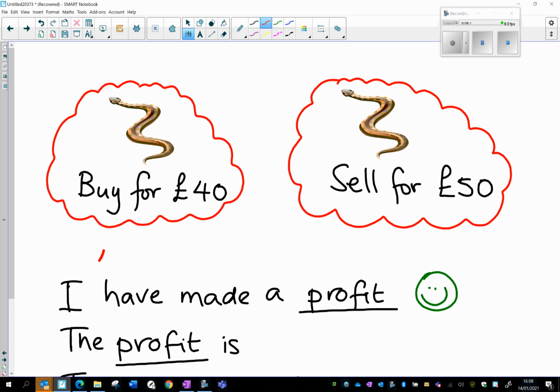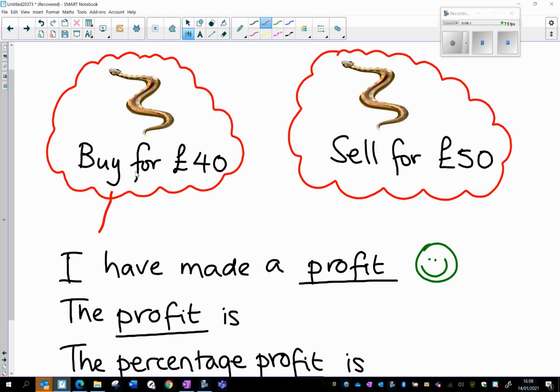Okay, so here's another example. I've got a snake, I buy it for £40, I sell it for £50, I've made a profit. So my profit is obviously £10. If I want to work out the percentage profit, well, that's how much it's changed by, 10, over how much it cost in the first place, 40. Now that is going to come out as 0.25, and if I multiply by 100 to change it into a percentage, that is 25%.